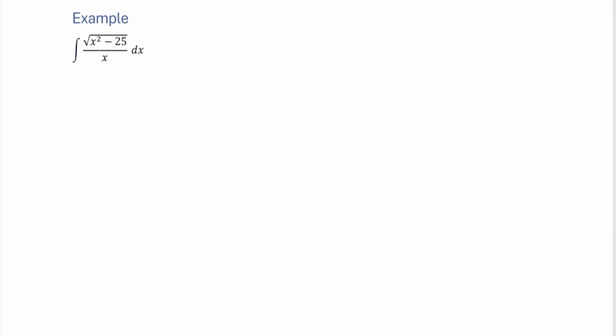Let's use a trig substitution to help us evaluate this integral. Start by recognizing that we're looking at the form variable squared minus a constant squared. In that case, we use the substitution x equals a secant theta, where a in this case is 5. Then dx would be 5 secant theta tangent theta d theta.